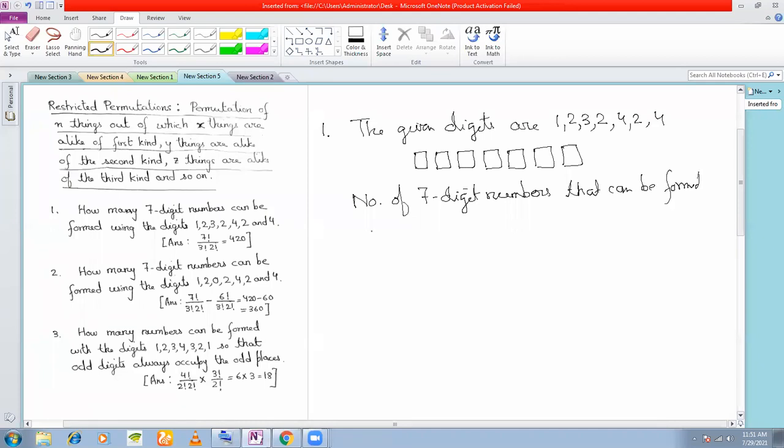Now see, there are certain digits that are repeated. 2 is repeated how many times? 3 times. 4 is there twice. Any other? No other I can see. So the total number of digits is 7. So 7 factorial divided by, 2 is repeated thrice, so for 2 I have 3 factorial, and 4 is repeated twice, so for 4 I have 2 factorial. You can calculate this to be 420. Clear with this?